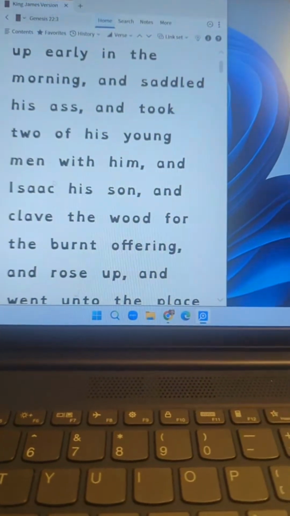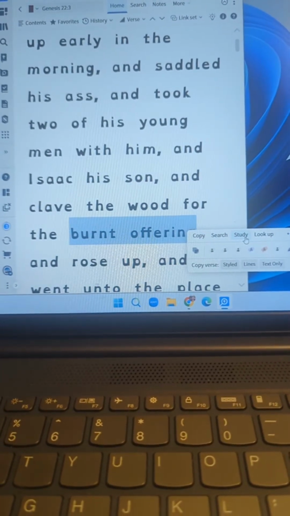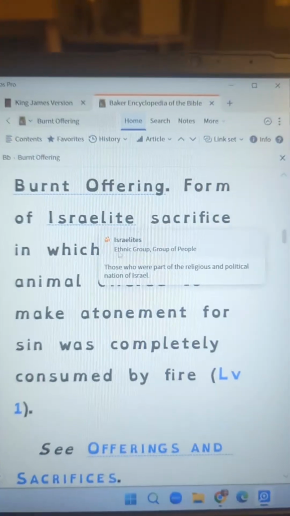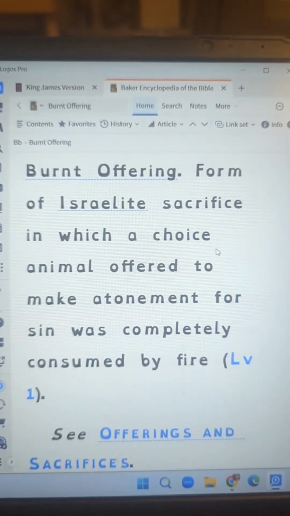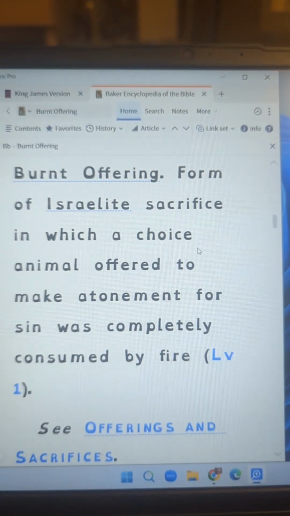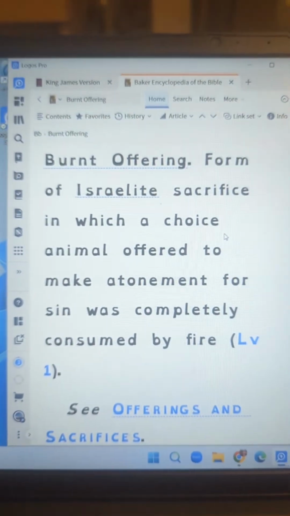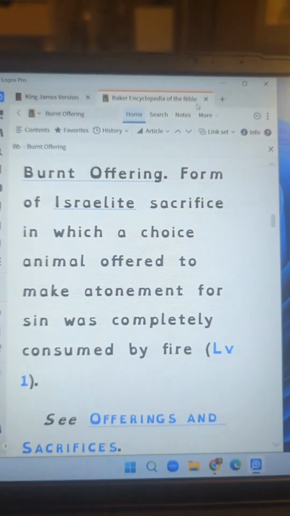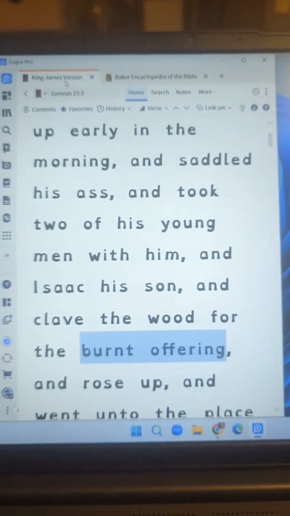You know what? Let's look it up now. We got the app. What does it say here? You guys don't mind if I look this up and see what it says? Okay, I'll read this real quick. A form of Israelite sacrifice in which a choice animal is offered to make atonement for sin. It was completely consumed by fire. Whoa. So Isaac would actually have been burned if it was carried through. Of course. All right, moving on.